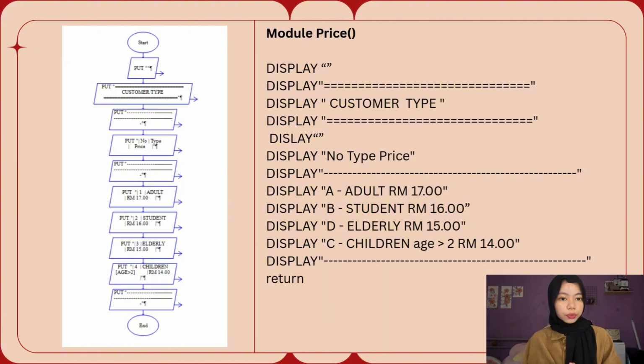For this module, it will display all the customer types that are already assigned with the prices. For example, adult. For adult customer type, the price will be 70 ringgit. For another example, children with age 2 and above will get 14 ringgit.